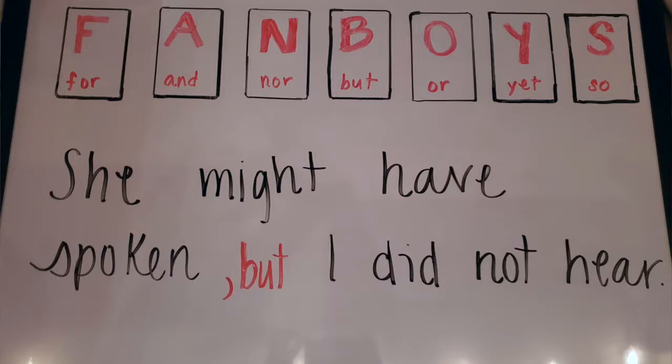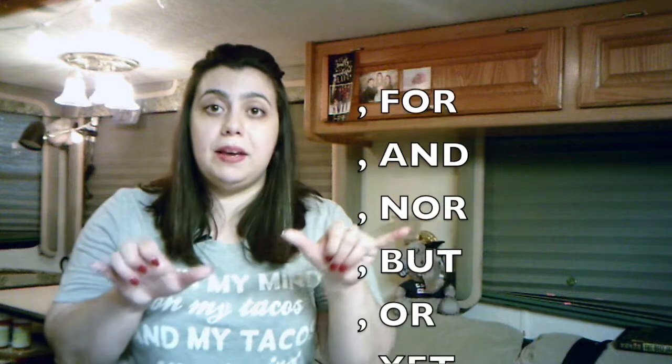So first things first, fanboys, okay? All these words are for, and, nor, but, or, yet, and so. All right, we got these seven words. The way they function is we have to have a comma before the fanboys. Always, always, always. The reason being is that that is the appropriate way to link together two independent clauses.